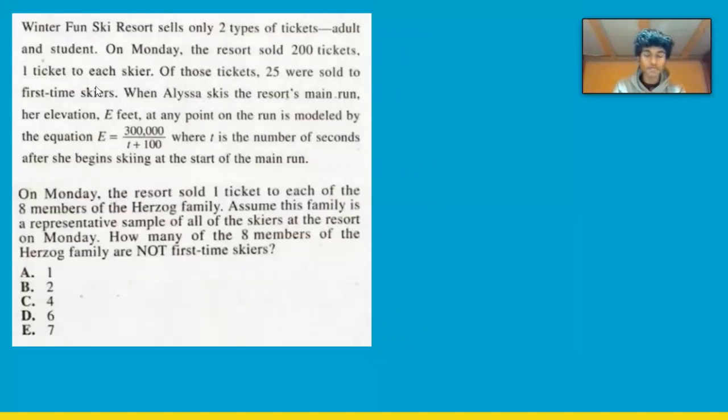All right, so first we need to find the pieces of information that we need to solve this question. So you see here on Monday the resort sold 200 total tickets, and out of those 200 tickets, 25 were sold to first-time skiers. So we're comparing first-time skiers to total skiers. So we can write a proportion of first-time to total, and this is equal to 25 over 200.